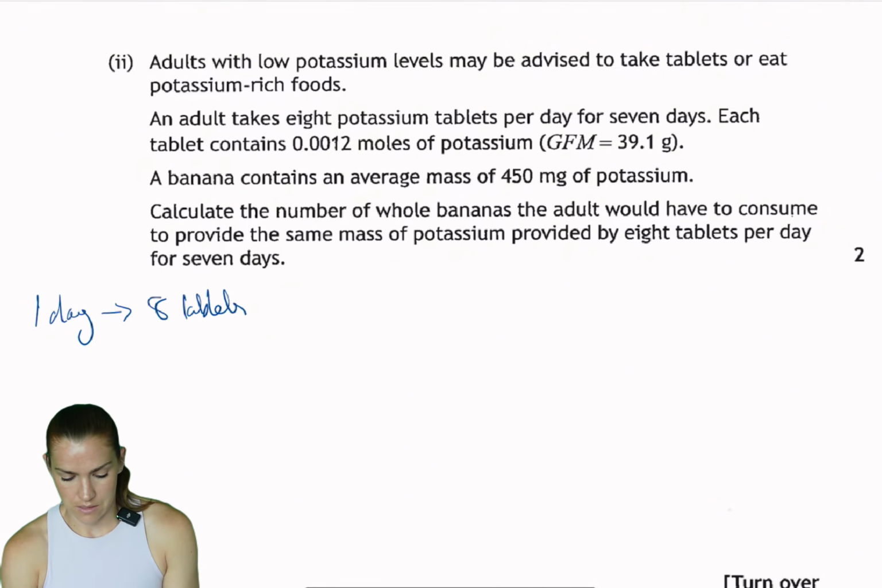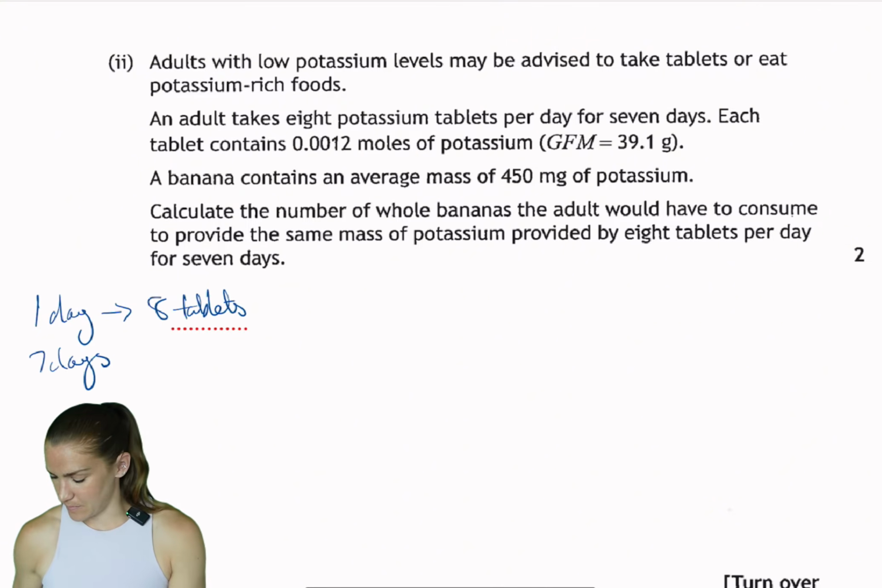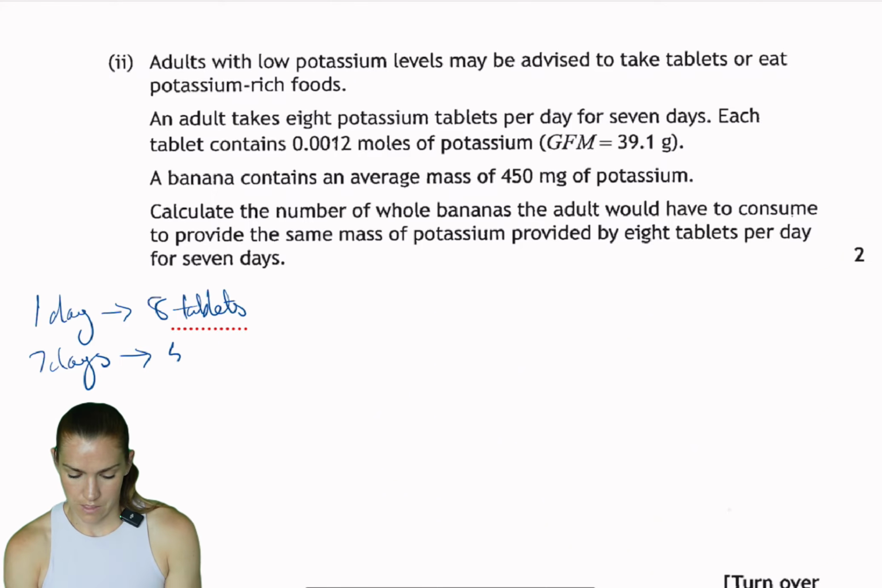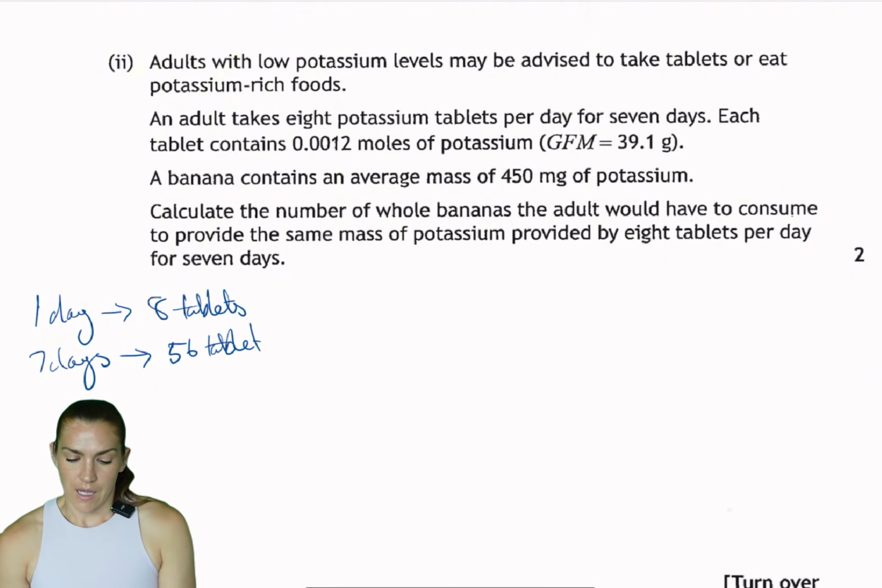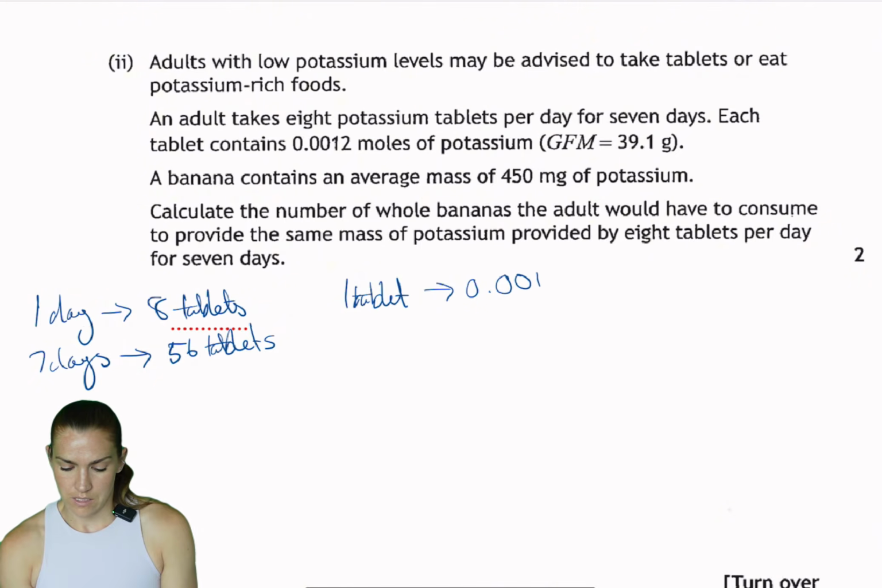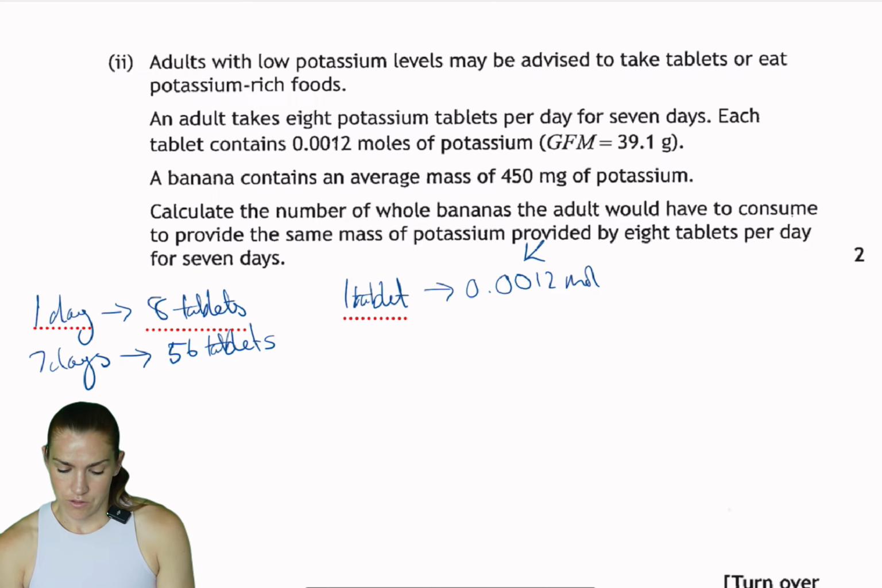Then in 7 days we can work out how many tablets that would be, and that would just be 8 times 7. So that's 56 tablets that they'll take in the 7 days. And then it tells you that each tablet contains 0.0012 moles of potassium. And then it gives you the GFM. And then it tells you that one banana contains 450 milligrams of potassium. And then we're asked to calculate the number of whole bananas.